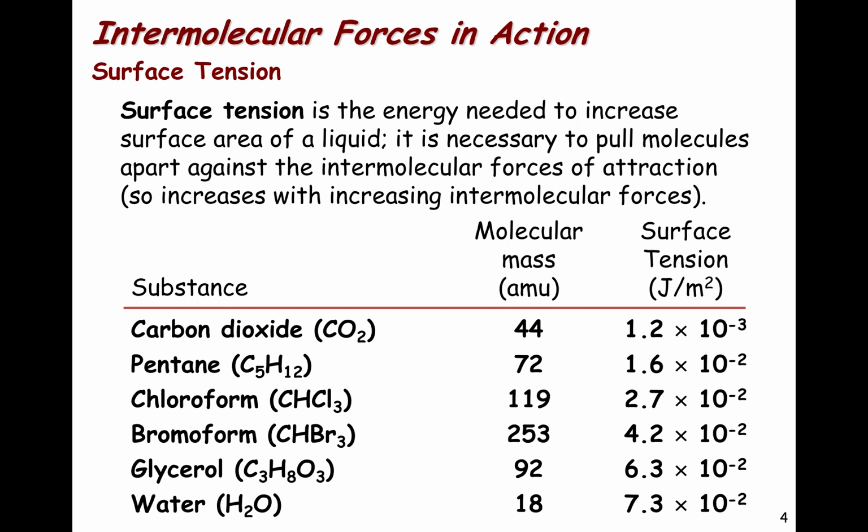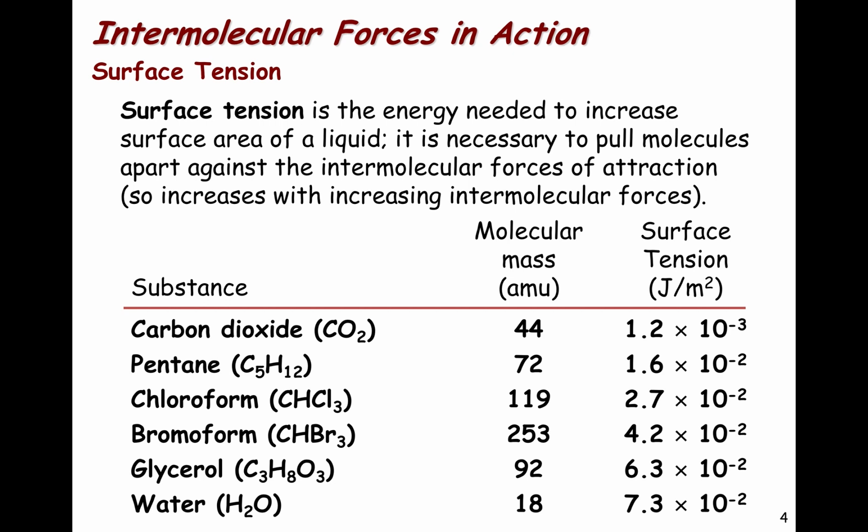We can compare the magnitude of the surface tension to the types of intermolecular forces found in molecules. The table that you see here compares the formulas of various compounds to their surface tension in joules per meter squared. It turns out that something like carbon dioxide, which is a nonpolar molecule and has very weak London dispersion forces as its major type of intermolecular force, has the lowest surface tension. If we turn to something like hydrocarbons such as pentane, a little bit bigger molecule than CO2 but still only having London dispersion forces, the surface tension goes up a little bit.